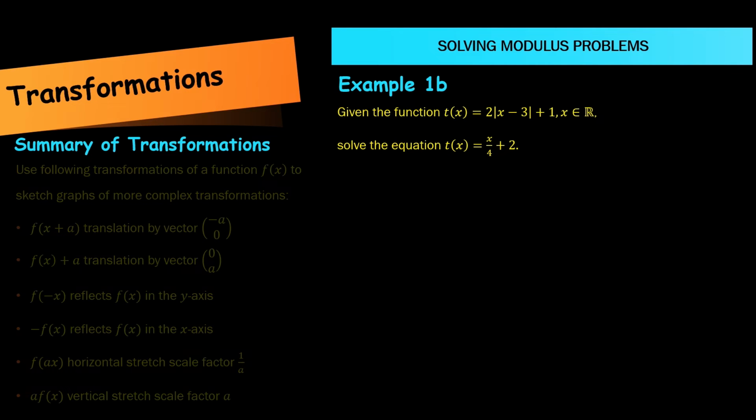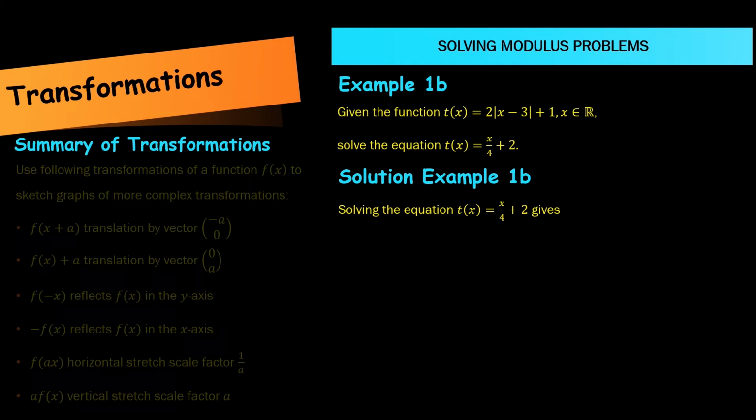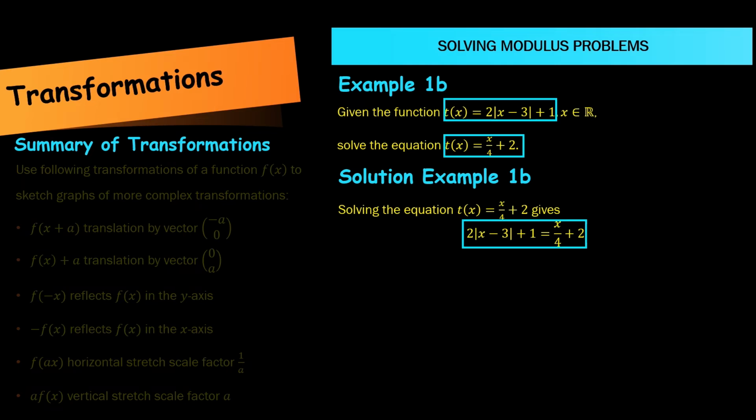And now for part B. Given the function t of x equals 2 mod x minus 3 plus 1 for x in the real numbers, solve the equation t of x equals x over 4 plus 2. So let's solve this. Solving this equation gives us 2 mod x minus 3 plus 1 equals x over 4 plus 2.